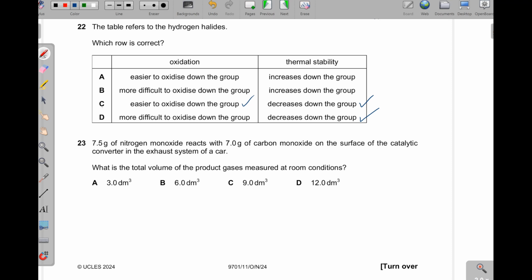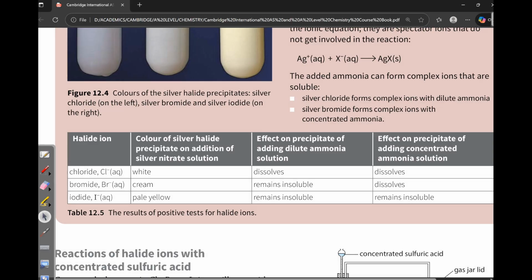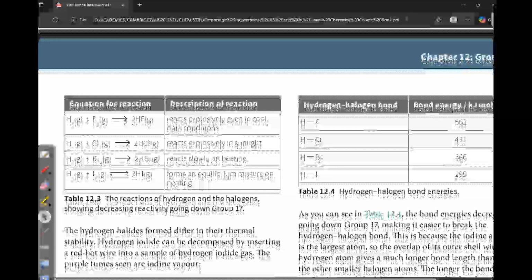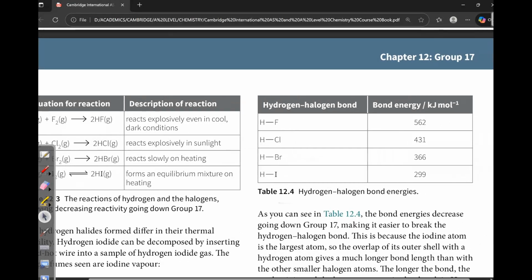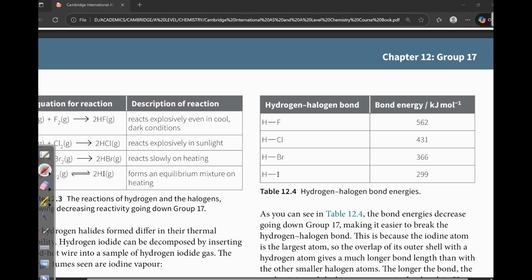You see? So that is what we are going to have here, first of all, easier to oxidize down the group. So thermostability increases down the group, that will be off. More difficult to oxidize, this one has to be off and this one off. So where do we see the two ticks? Here on C. So that means our answer is what? C. But let me show you. When we check the bond energies of these hydrogen halides, you can see that they keep on decreasing.